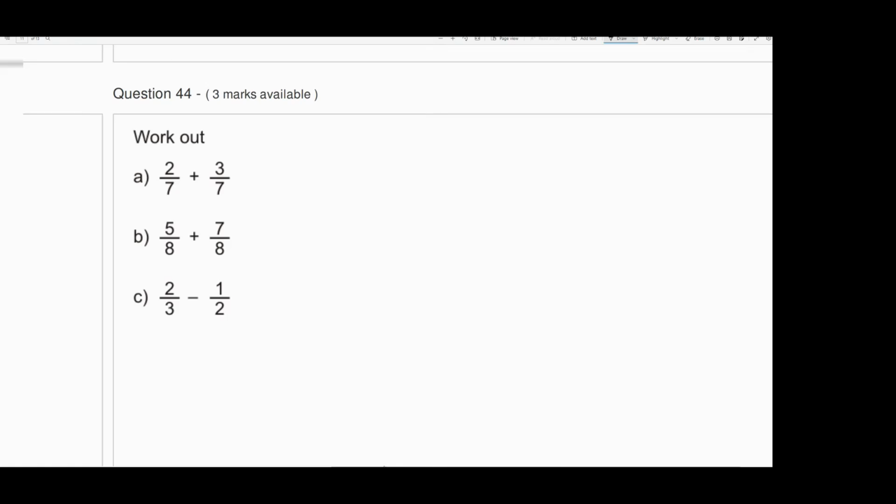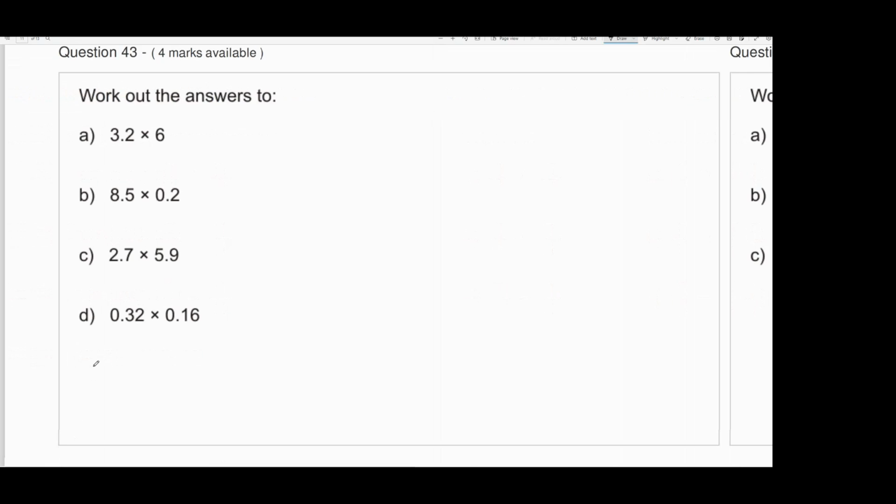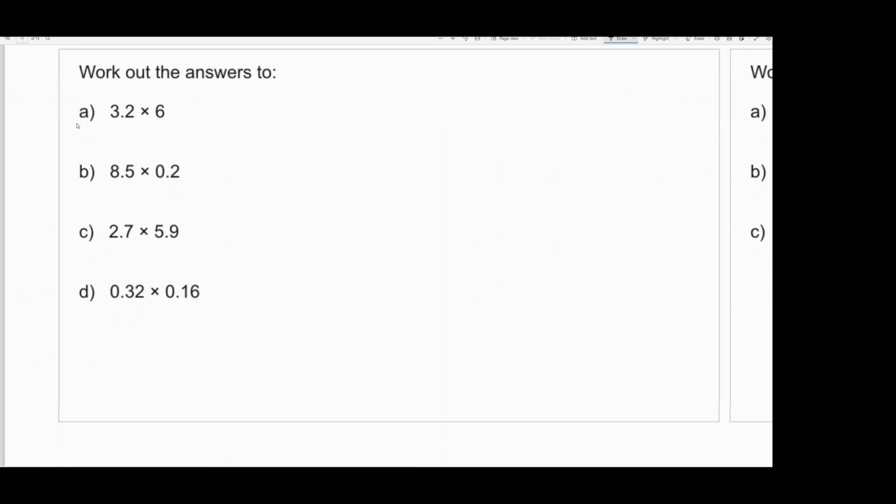Okay, brilliant. So number 43. What we want to do here is multiply decimals. The method that we use is to ignore the decimal point and then put it back in, okay? So we want to do 3.2 times 6. What I would do there is 32 times 6 first.